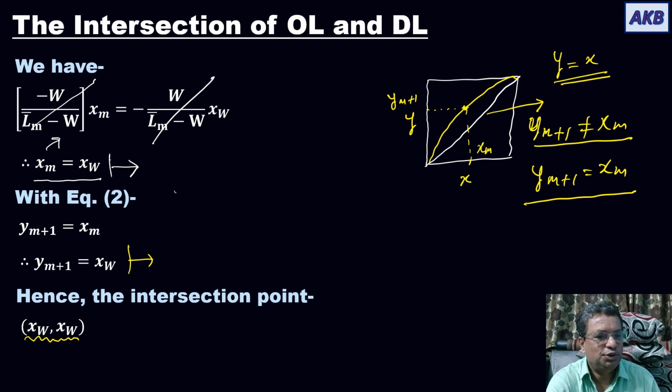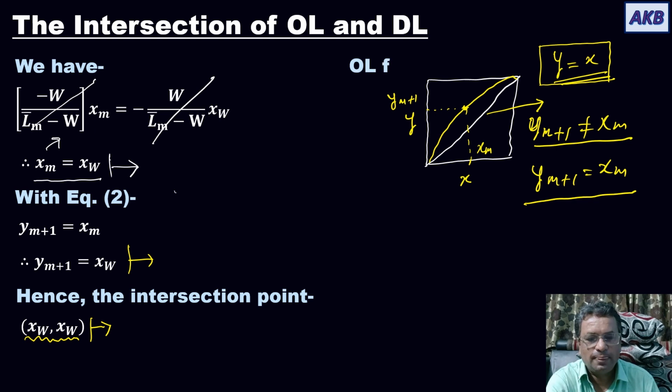I hope this is clear to you. When you are on the equilibrium curve, ym plus 1 is not equal to xl. But when you are on the diagonal line, these two are equal. Why? Because the diagonal line is a line that makes an angle of 45 degrees, and that's why it passes through the origin, because it is a square plot. Therefore, its equation is y is equal to x. And we have used that information to get the intersection point.